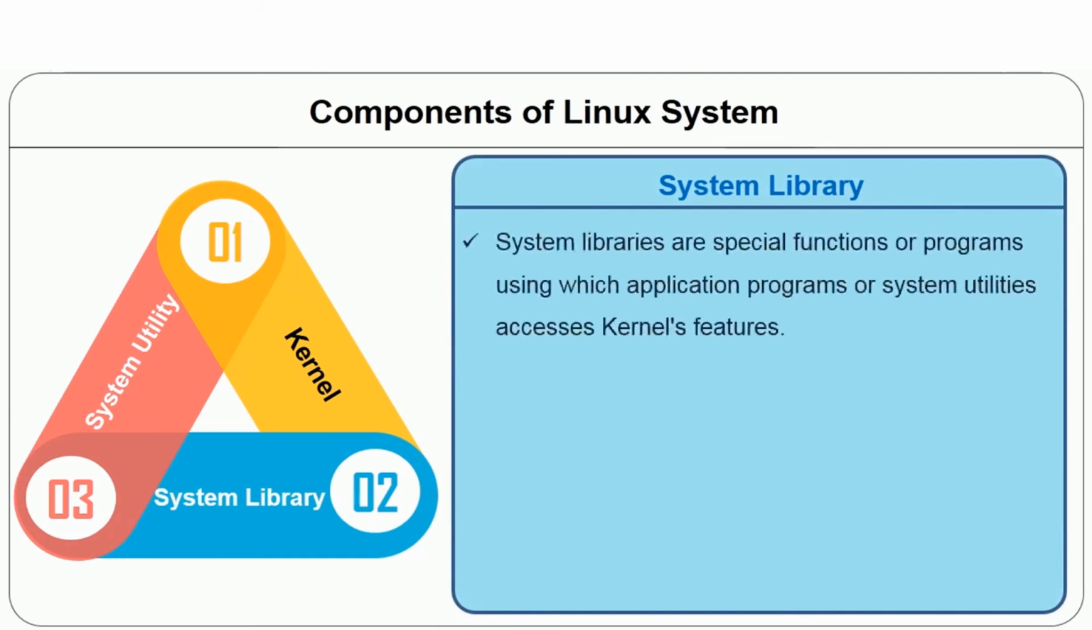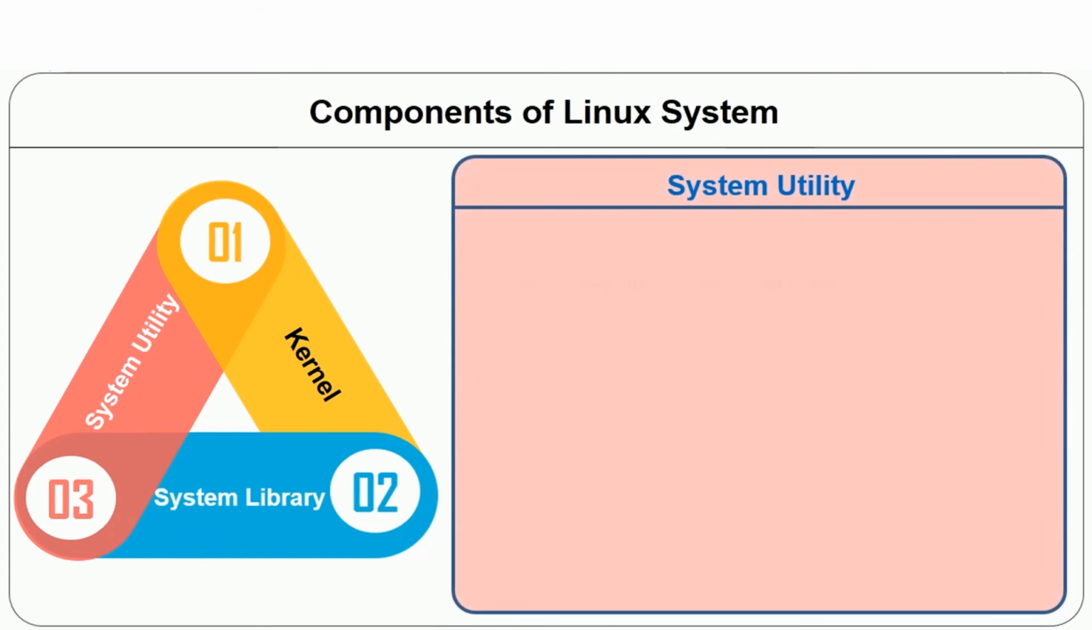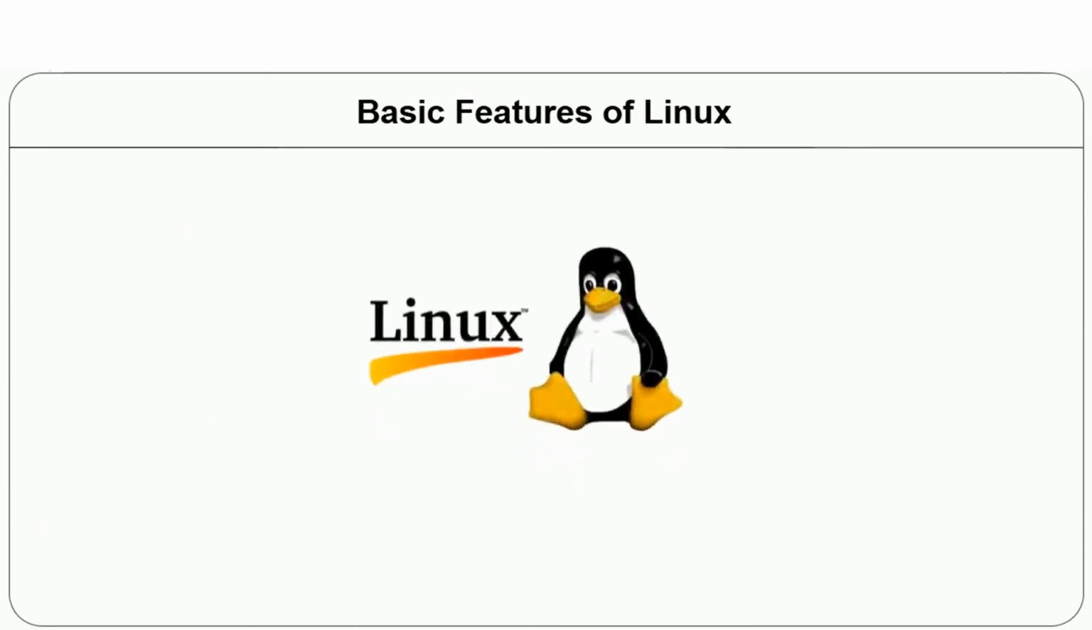System libraries are special functions or programs using which application programs or system utilities access kernel's features. These libraries implement most of the functionalities of the operating system and do not require kernel modules code access rights. System utility. System utility programs are responsible to do specialized individual level tasks. Let us see basic features of Linux.